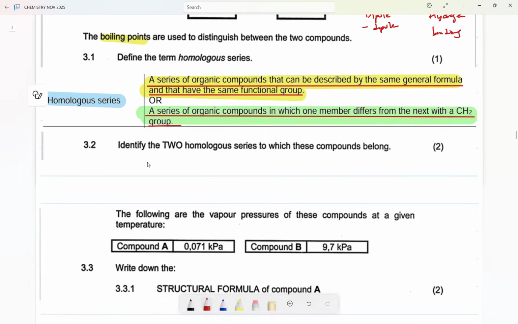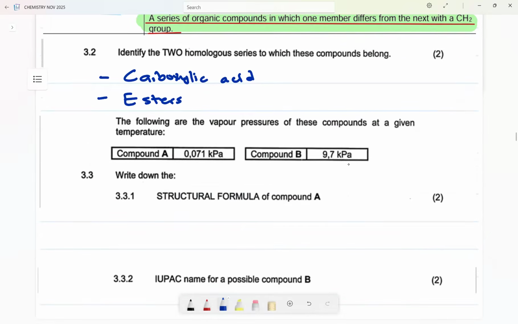Know all your definitions. Identify the two homologous series to which these compounds belong. We have already indicated that they are carboxylic acids and also esters. Okay, so now they tell us the following are the vapor pressures of the compounds at a given temperature, compound A and compound B. Remember, the higher the vapor pressure, the lower the boiling point. Or the lower the vapor pressure, the higher the boiling point.